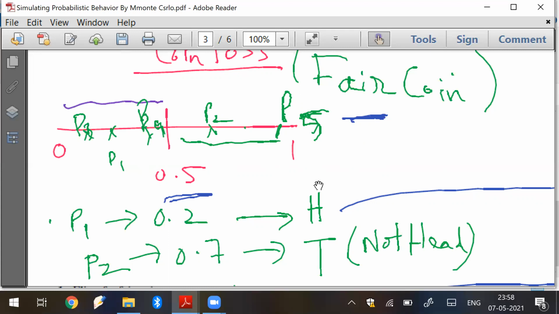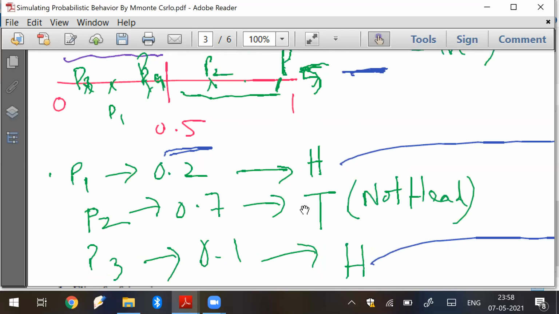Okay, so no need of dealing with it separately. So what is our strategy here? We divide the whole interval 0 to 1 into two equal halves, and then assign. Suppose your random number p1 is 0.2, then I will say that corresponding to it the output here is a head.